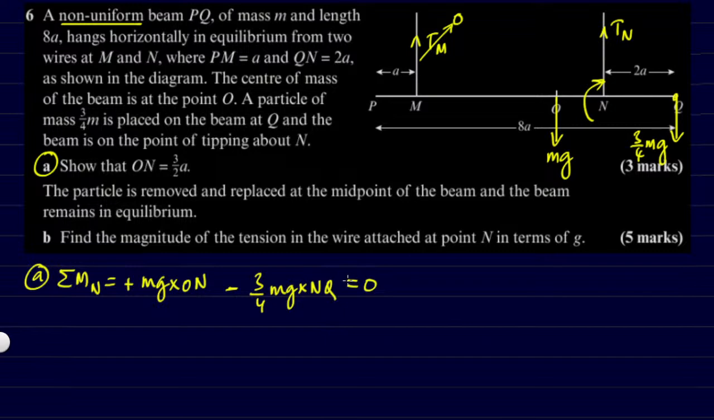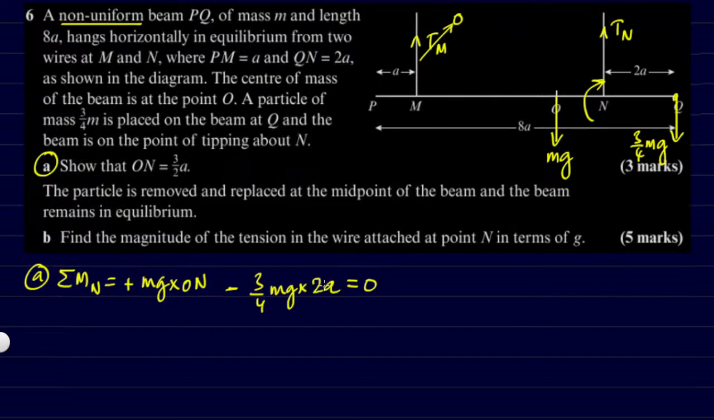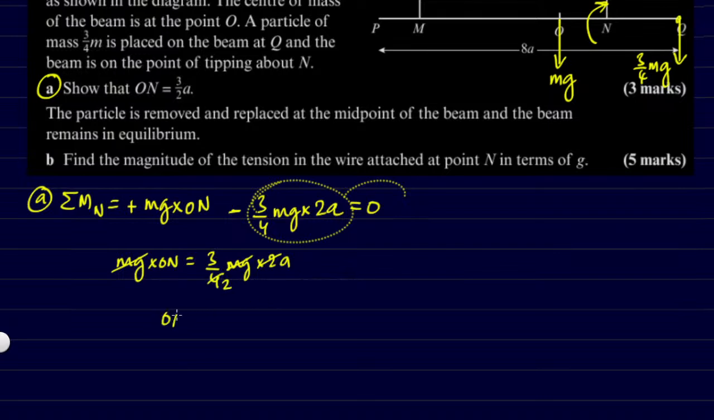The total should be 0. We know the value of NQ is equal to 2a. Let's substitute it directly. So now we just need to solve it. Take this whole term to the other side: mg into ON equals 3/4 mg into 2a. So mg will cancel, and 2 will cancel with this. So we get the ON value as 3a/2. That's what is asked. So hence proved.